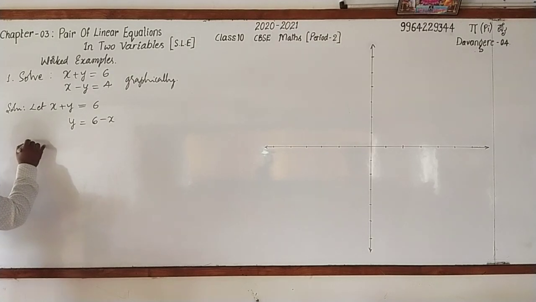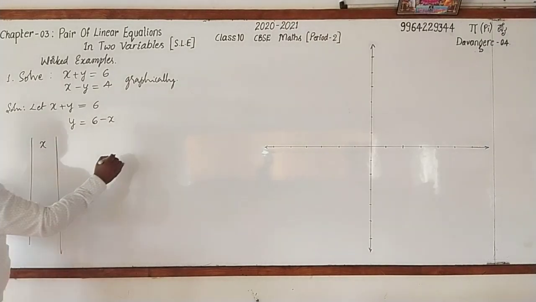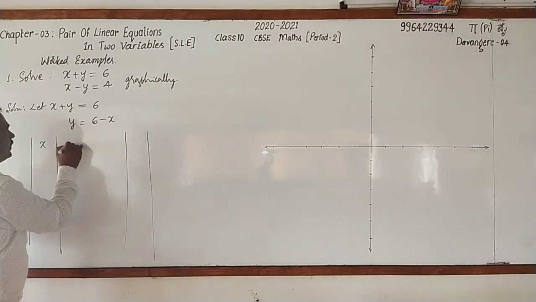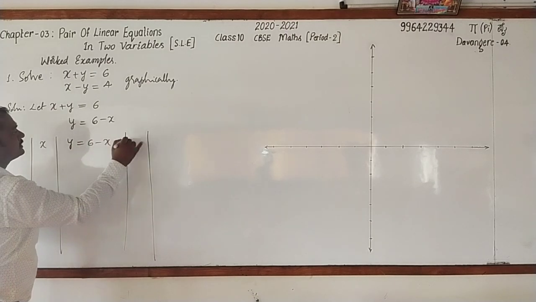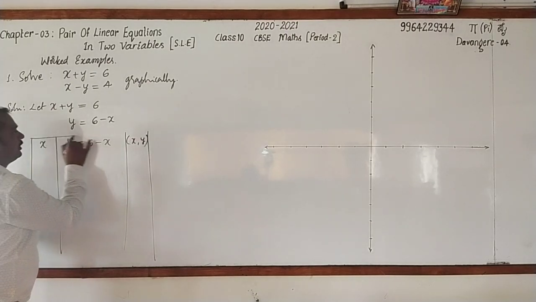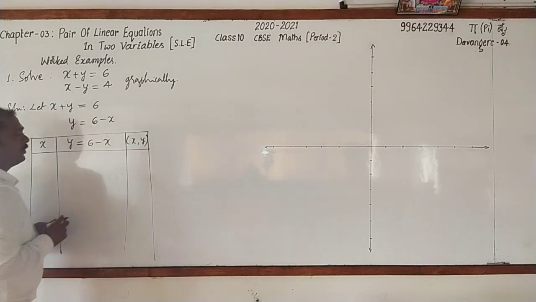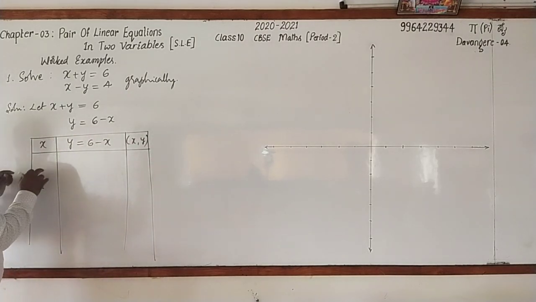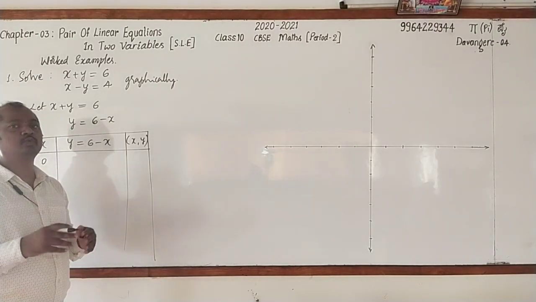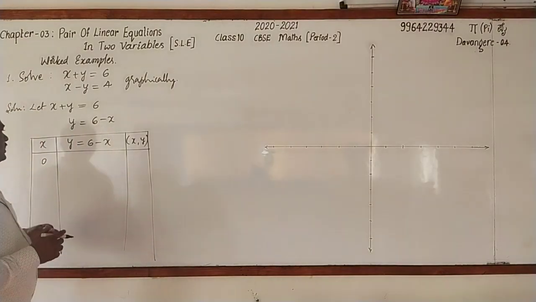Observe. The first column is for x. Second column is for the equation y equal to 6 minus x. And third column is for the ordered pair, nothing but x comma y. Here in place of x, you may take 0, 1, minus 1, 2, minus 2. Integers can be taken.